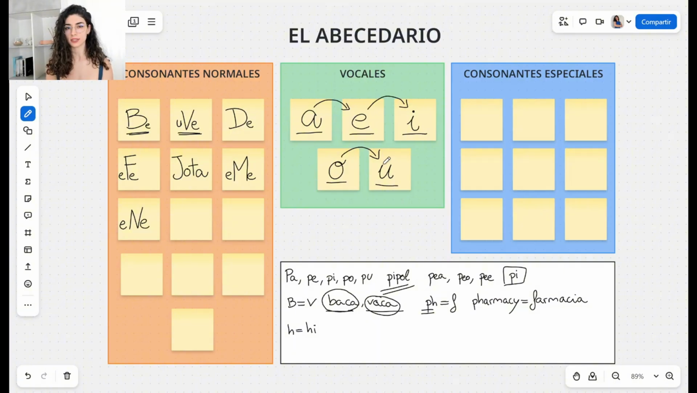Then we have a very similar one that is the typical Spanish one, that is ñ. Ñ from España. It's not a combination of N, I, A.